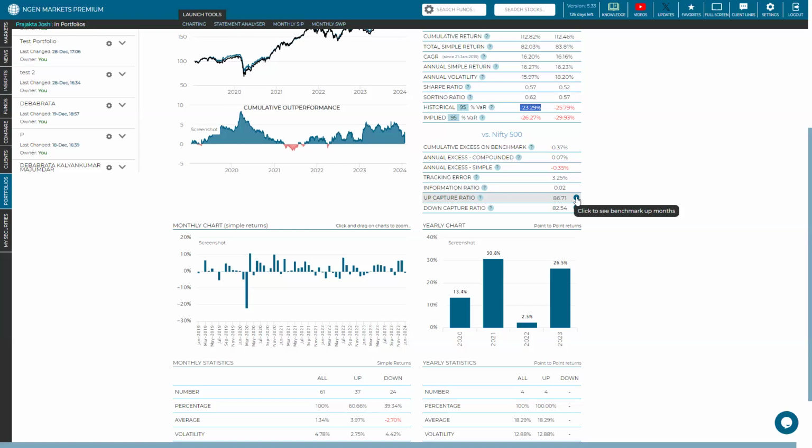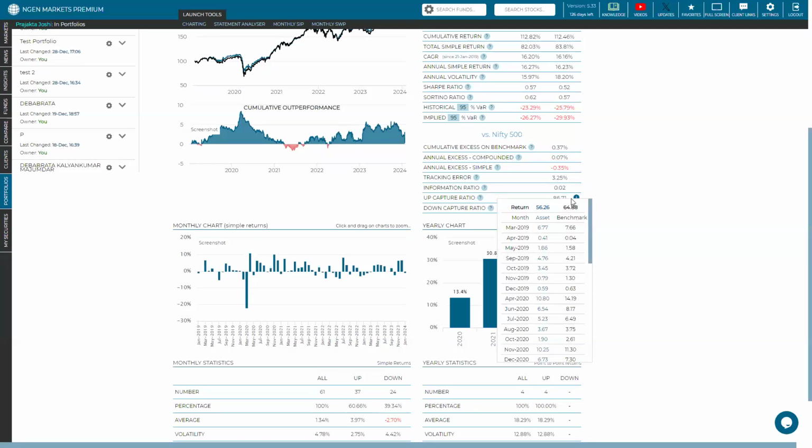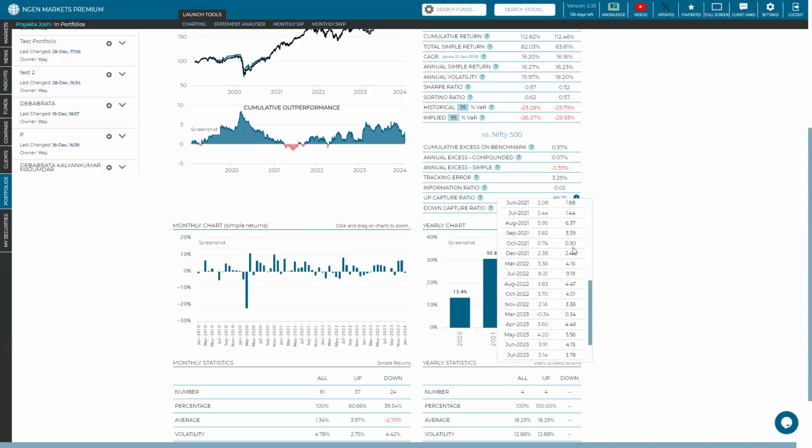So the moment we click on this eye icon that you see beside this up capture ratio, you will see a month-on-month split of every single month and the benchmark returns of those months. In this case, you will not see a single month when the benchmark gave a negative return. For example, let's consider March 2023. In this month, the benchmark gave a positive return. On the other hand, my portfolio fell by a negative 2.34%.